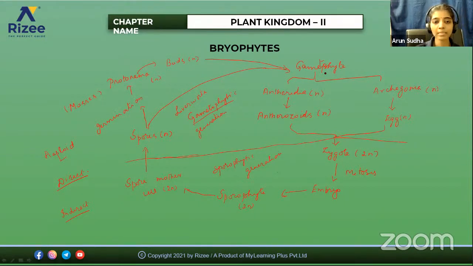So this is the general life cycle. By this, we can also understand the alternation of generation. So this is one of the important diagrams through which you can understand all the species. There is a life cycle of liverworts and also of mosses. Alternation of generation.